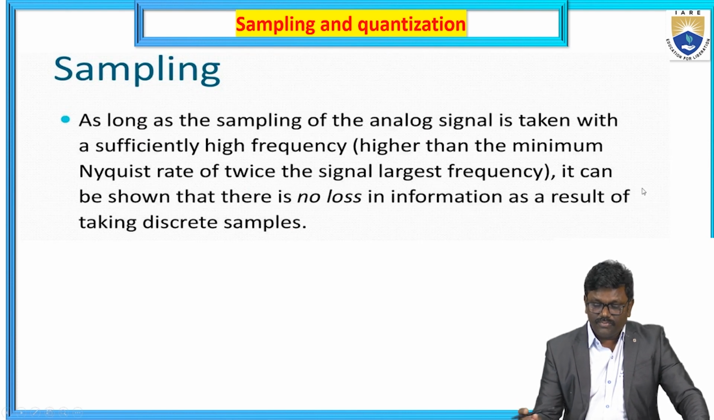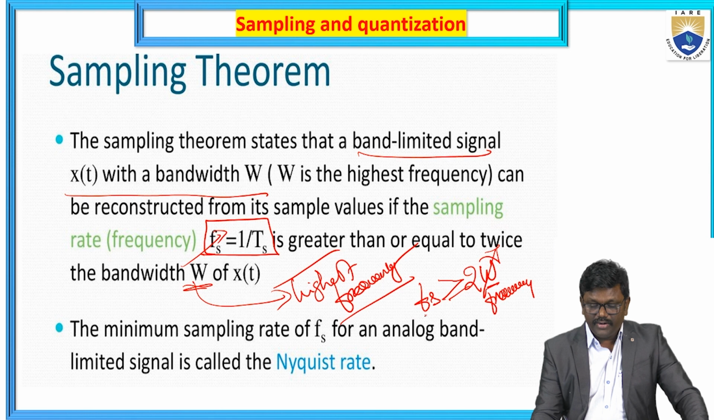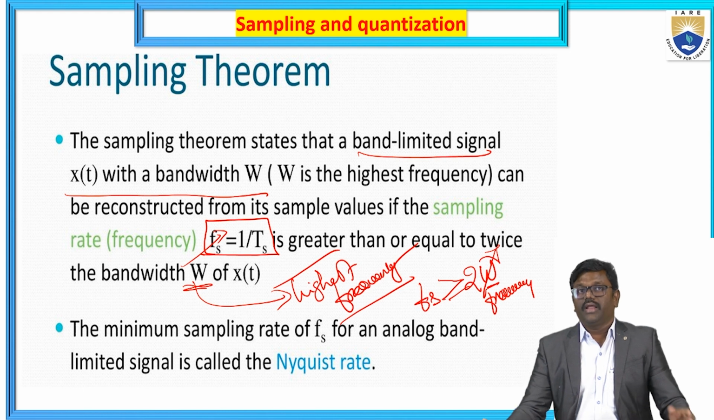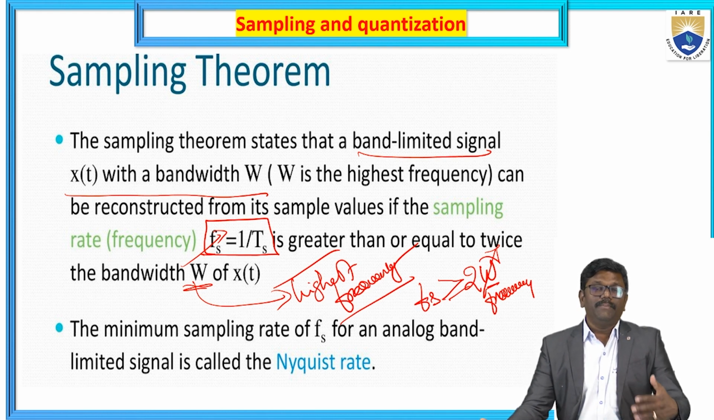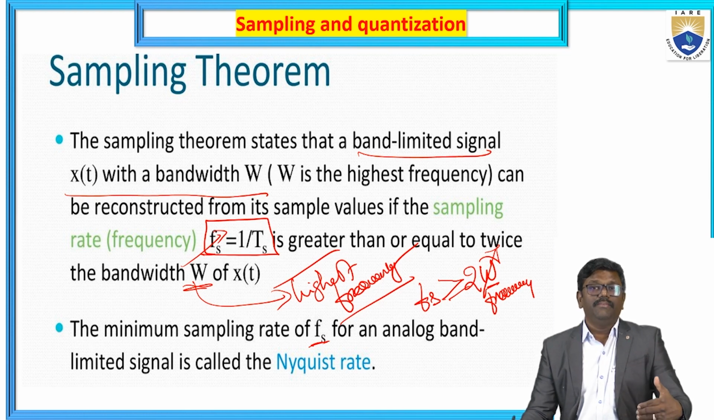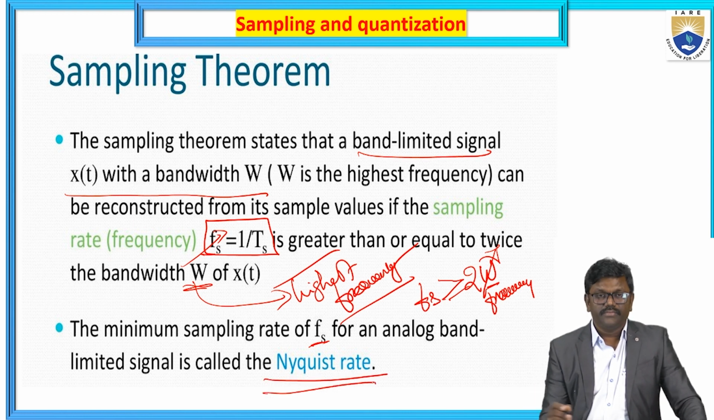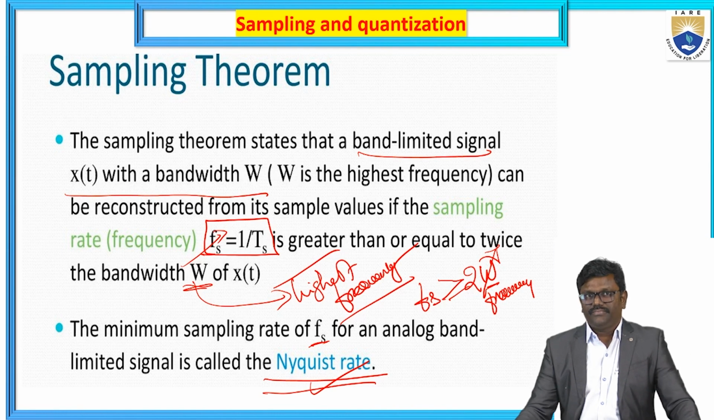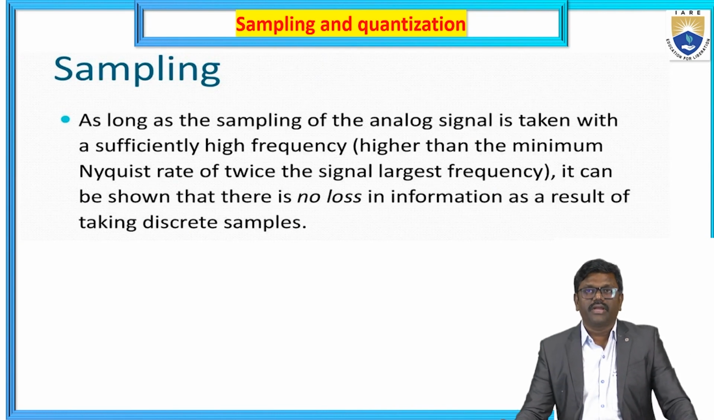When this condition is satisfied, then you can proceed to do the sampling 100% towards converting analog to digital. So the minimum sampling rate Ts depends upon Fs only. In the previous slide we discussed Ts. Ts depends upon Fs. So for an analog band limited signal this is called the Nyquist rate. So the Nyquist rate is the rate which helps us to define the sample rate. That is n Ts. Okay.